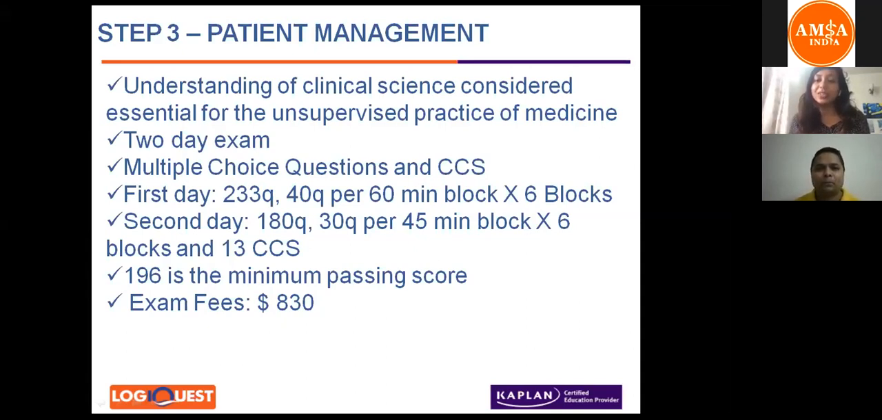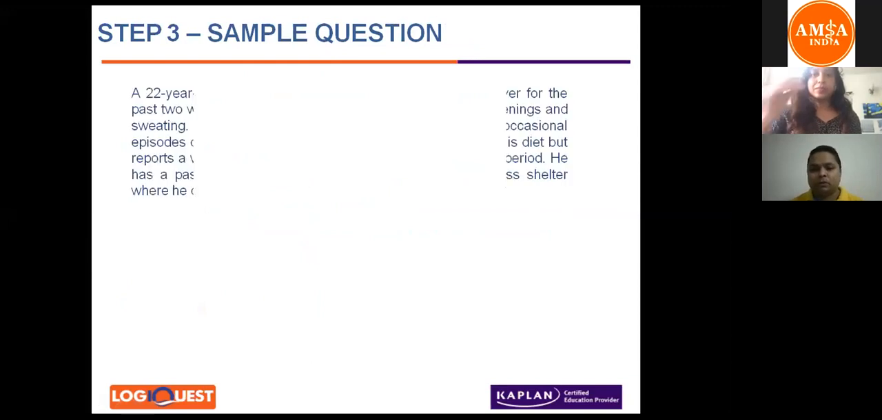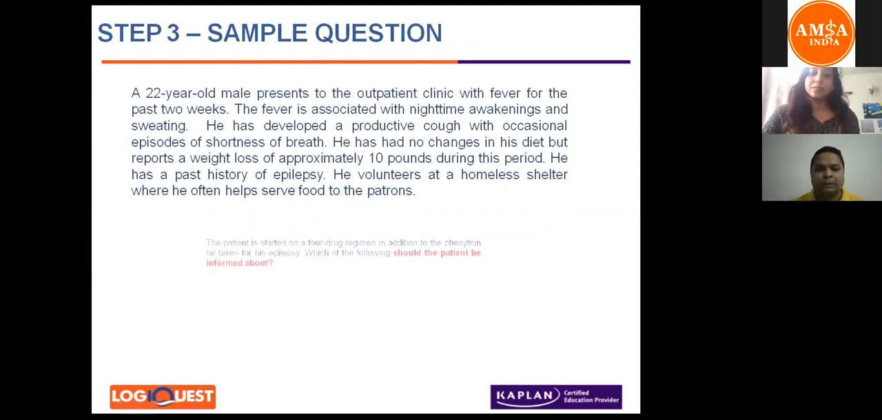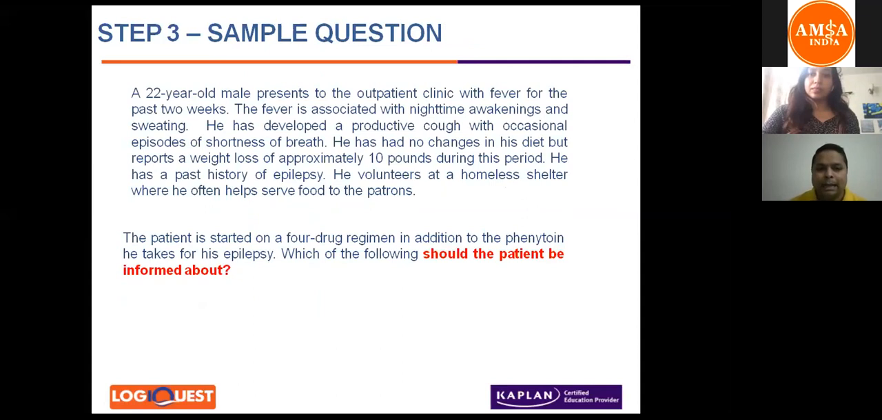Okay, thank you, sir. Now the next question is, can you show us a sample question? Sure. So let's deal with the same tuberculosis patient, this time in Step 3. The same patient comes to you, but this time the question changes and it says the patient is started on a 4-drug regimen in addition to the phenytoin he takes for his epilepsy. Which of the following should the patient be informed about? What would you inform the patient? What would you ask the patient to be careful about?